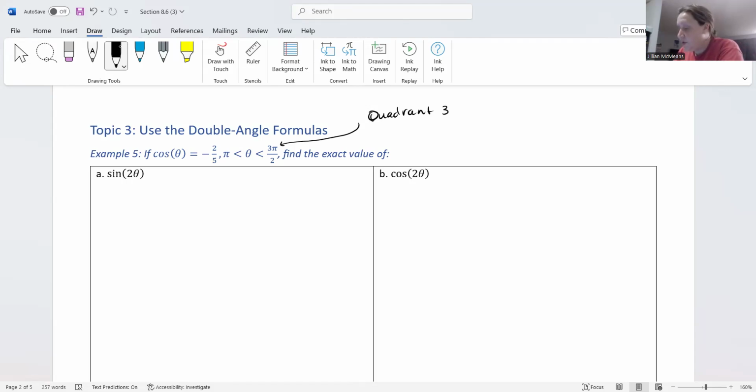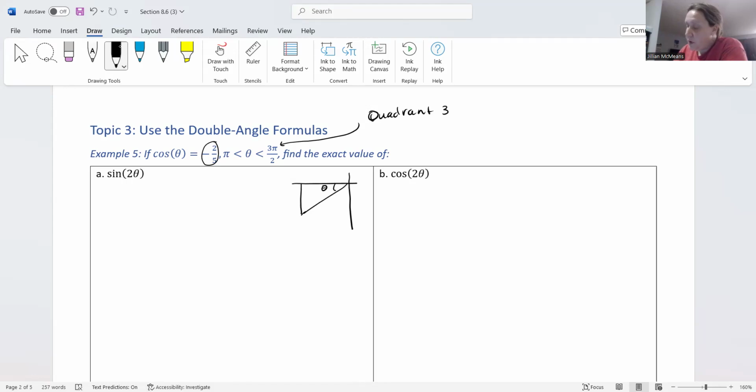So I know that my angle theta lives in quadrant 3. We were told that flat out. So let's go ahead and start building. We know we have some angle theta, so we're going to build our reference triangle, okay? So we'll say this is our angle theta. We know that we have the ratio of negative 2/5. For now, we're going to say that r, the hypotenuse, is going to be positive. It's pretty much always going to be positive.